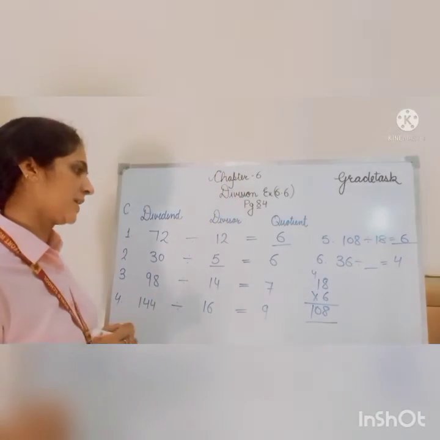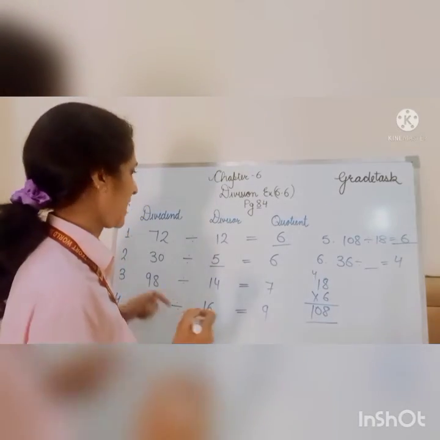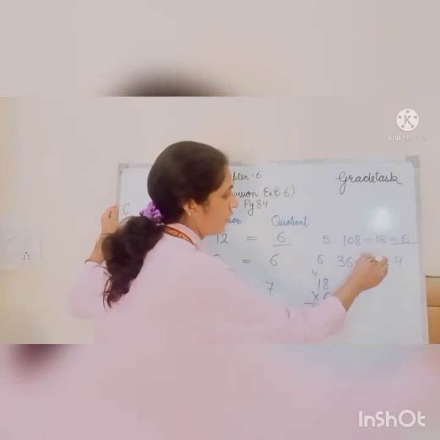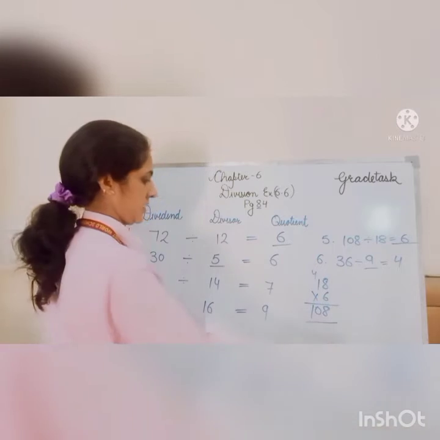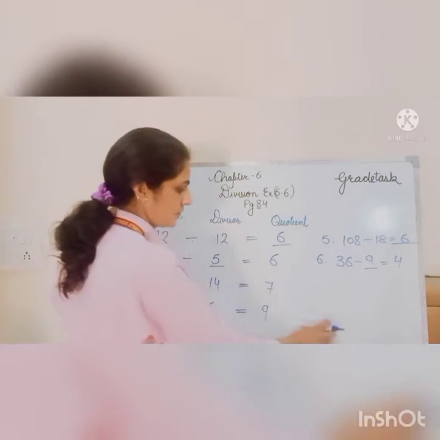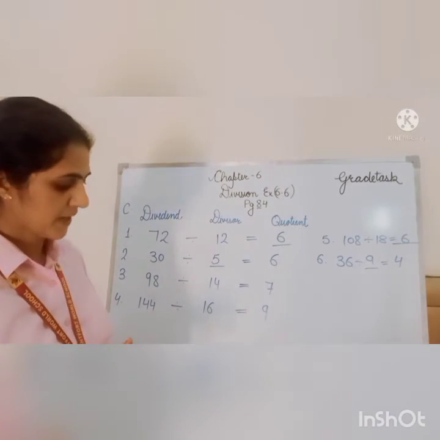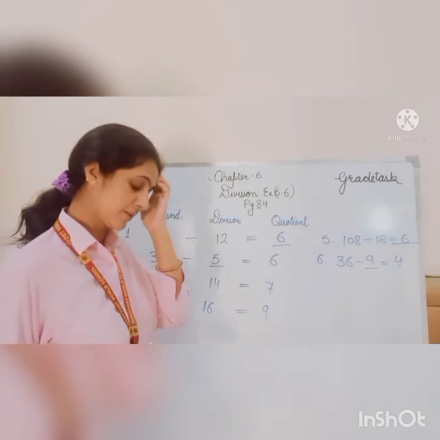Now the last part is 36 when divided by dash is equal to 4. So the 4 table we all know, 4 9s are 36. Okay, so this is your C part. It means these parts are based on your multiplication tables only.